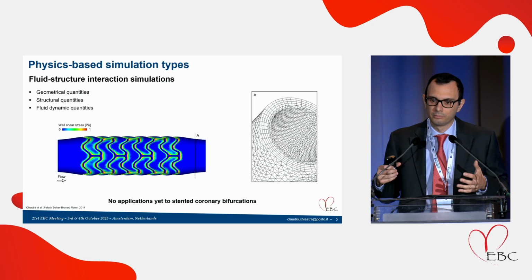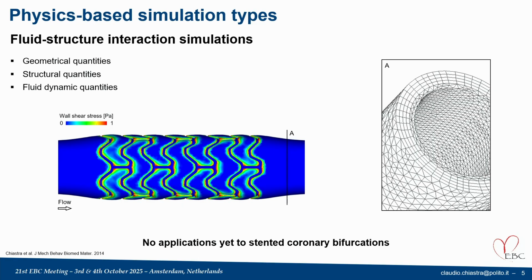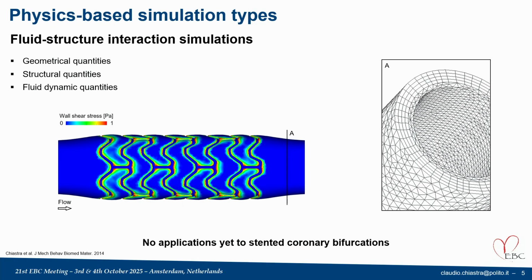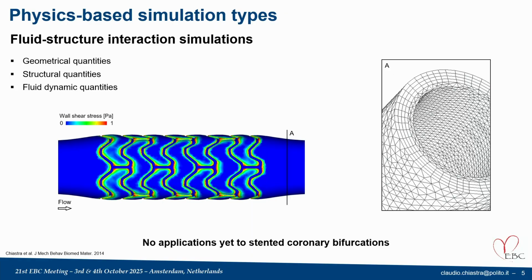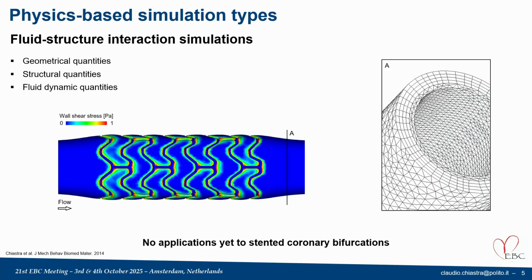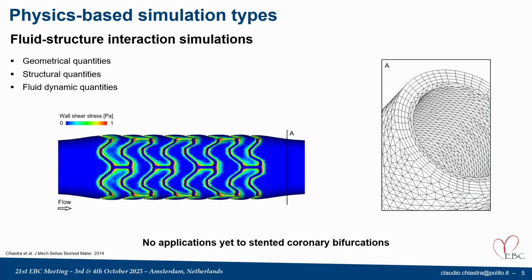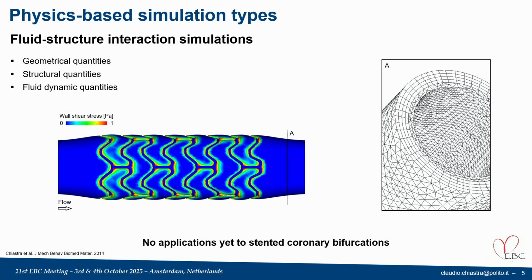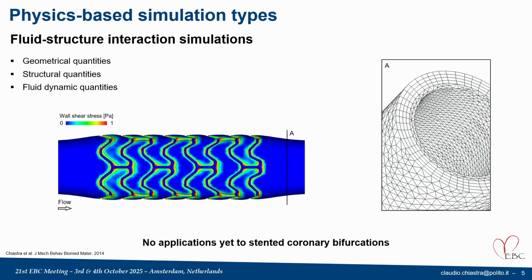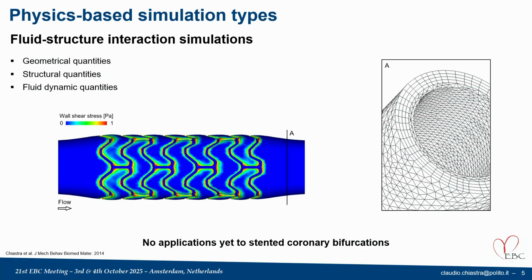It's also possible to combine and compute at the same time structural quantities and fluid dynamic quantities through fluid structure interaction simulations. These simulations take into account the distensibility of the arterial wall, like you can see in the movie on the right, but they are very complex simulations, and there are few applications for coronary arteries at the moment, and there are no applications yet to stented coronary bifurcations.